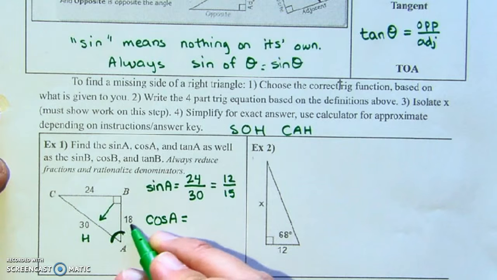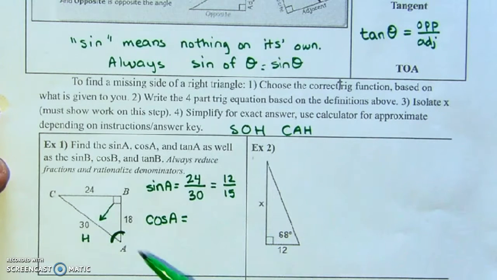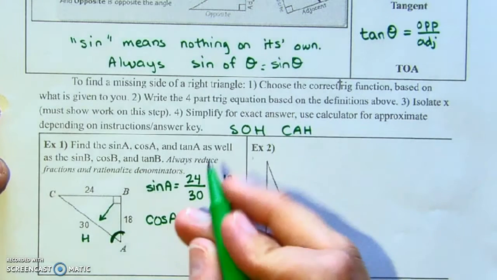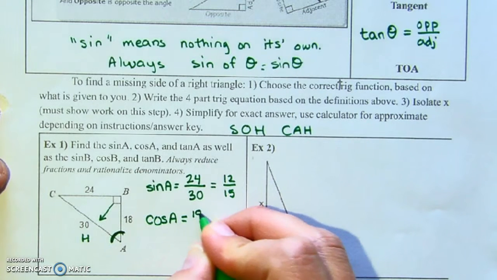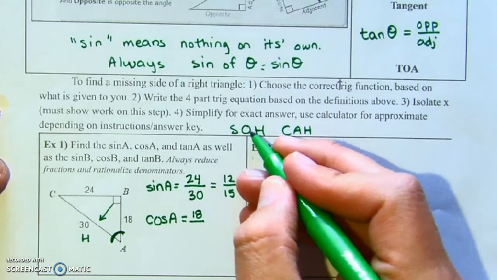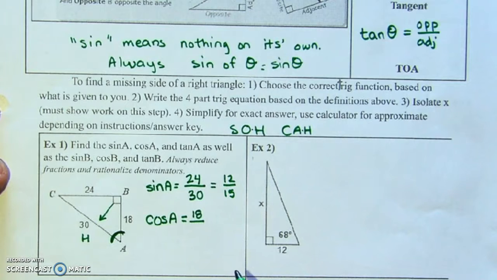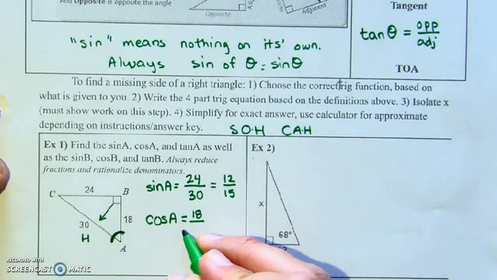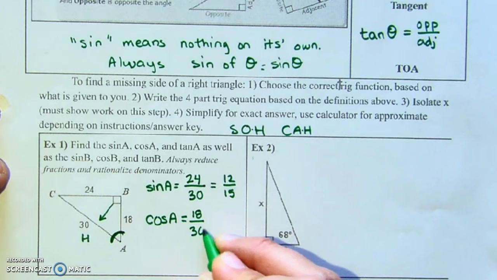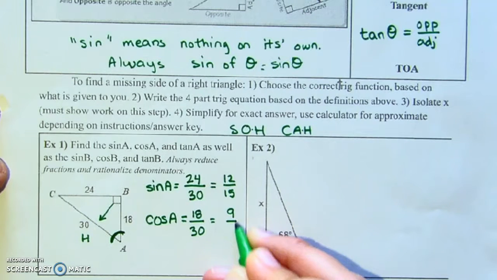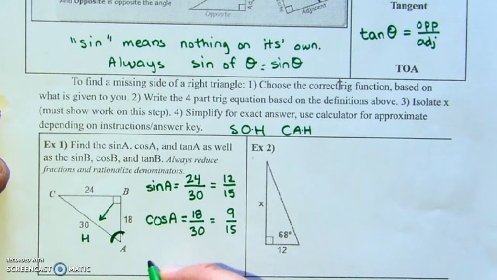So what side is adjacent to A? Now, is 30 next to angle A? Yeah, 30 is next to it, but 30 is always going to be the hypotenuse. So 18 is the adjacent leg. The opposite and the adjacent are always legs of the triangle. Okay, adjacent over hypotenuse. Can this be reduced? We can divide by 2 and we'll get that.